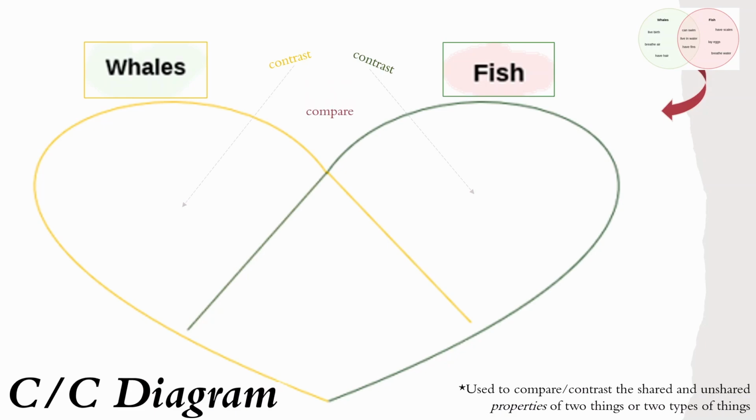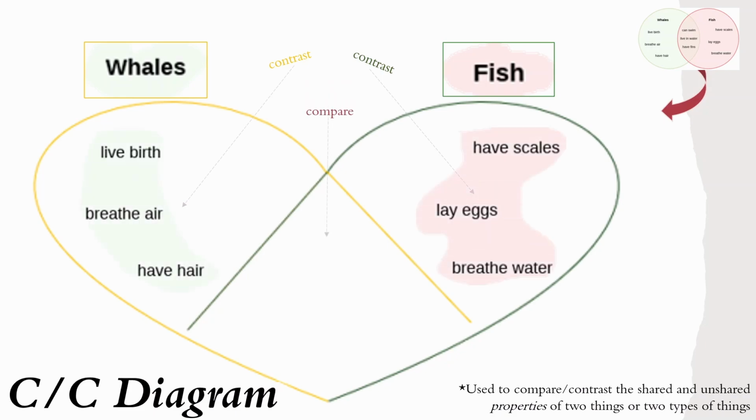Okay, so using the compare contrast features that we had earlier from our original example, our live birth, breathe air, have hair. Those are the things that whales have that fish don't. These are the features that fish had that whales don't. And these are the things that they have in common. And that's basically it. That's how you do a CC diagram.